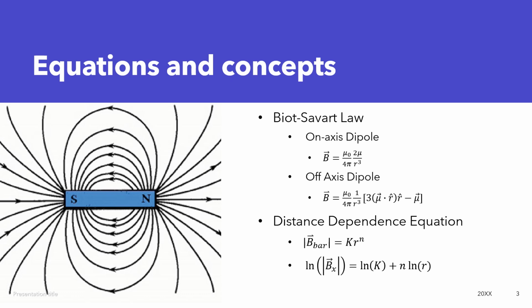We'll be calculating mu with the distance dependence equation of the magnetic field of the bar magnet, equal to k times r to the nth power, where n we will derive from the natural log of the magnetic field's x component being equal to the natural log of k plus n times the natural log of r. We have to use this experimentally, but we'll get to all that soon. And we have the off-axis dipole equation, which will be informing our formula. You'll see this later too.